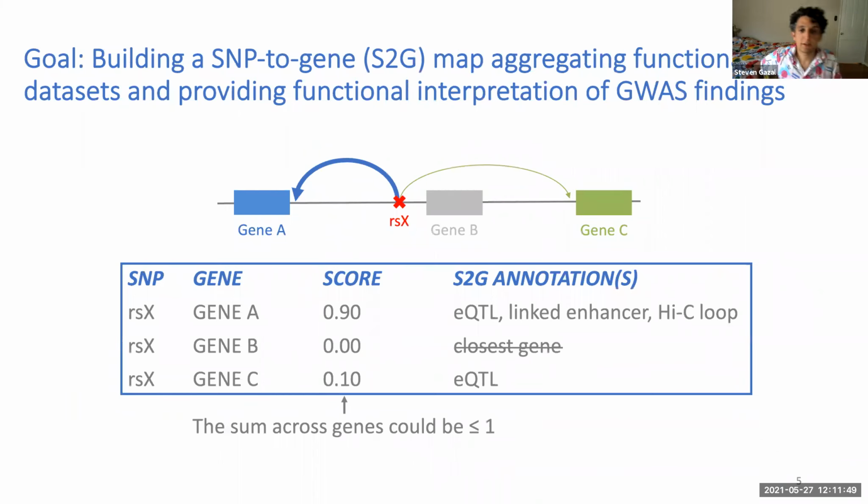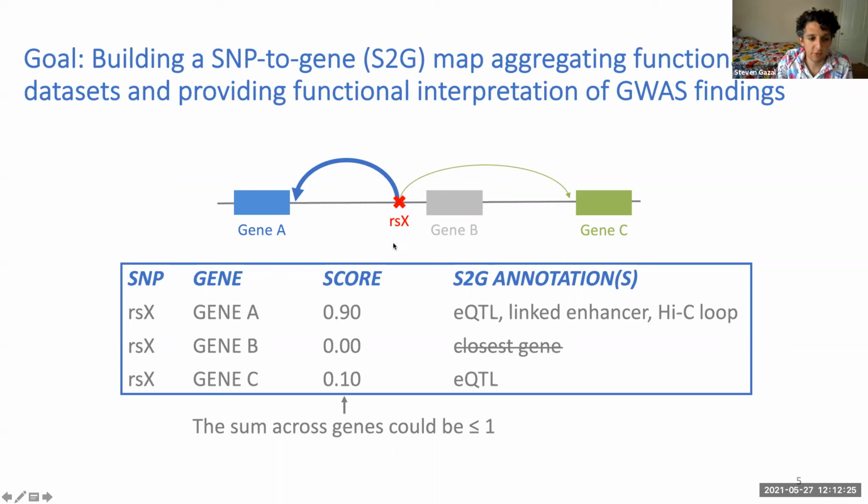Okay, so the ultimate goal of this work is to build a super SNP-to-gene, or S2G, map, which will aggregate functional data sets and provide functional interpretation for every SNP of the genome. For example, let's imagine that you have a SNP here, which is RSX. What I want to build is a map that scores every surrounding gene by giving some interpretation using functional data.